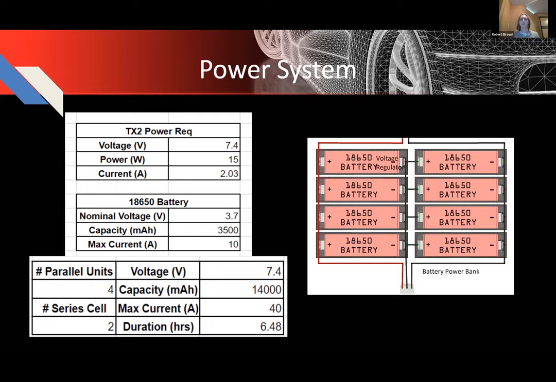But we found out that the inrush current of our motor was more than 20 amps. And so we had to increase our batteries to 8 batteries, and that allowed us to go up to 40 amps, which also increased our capacity to 1400 milliamp hours, which is a good bit. And it allows us to run for 5-6 hours with no problem.